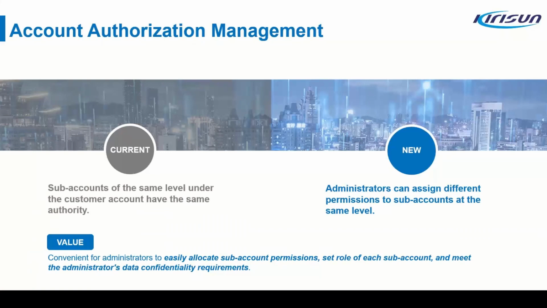The second new feature is account authorization management. Currently, the sub-accounts have the same authority, but in the new version, the administrator can assign different permissions to sub-accounts. For example, account A only has the billing management permission, and it can check the bill report and renew the terminals, and account B has the permissions to manage the terminals, dispatcher, and groups, but cannot check any bills. So these new features will meet the administrator's data confidentiality requirements.